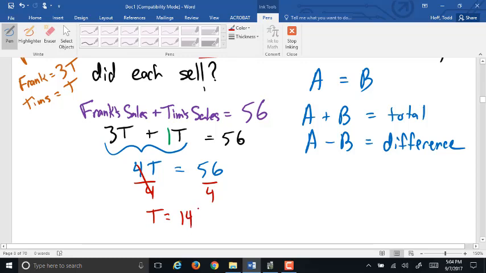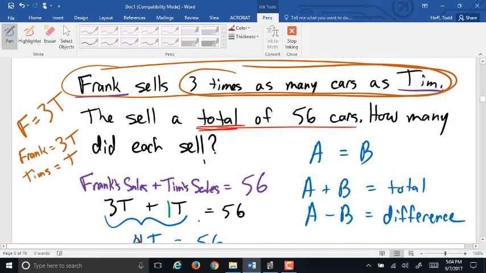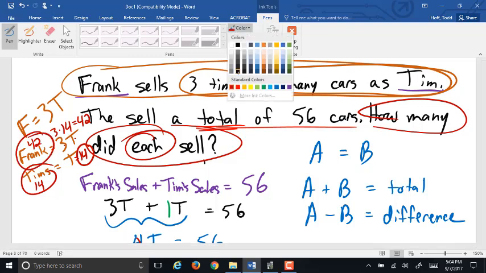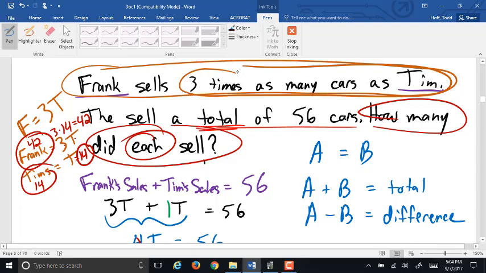Now we have to make sure we answer the question. The question up here is, how many did each sell? T equals 14. That's Tim's sales. Tim sold 14. Frank was 3T. 3 times 14 is 42. Frank sold 42. So we have to make sure we answer the question once we've solved our equation.